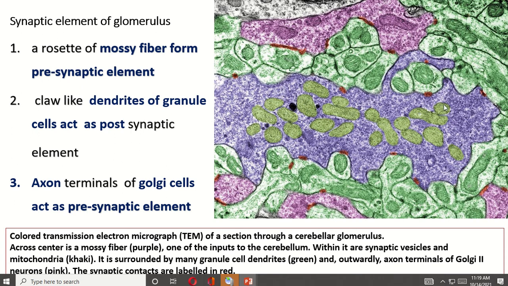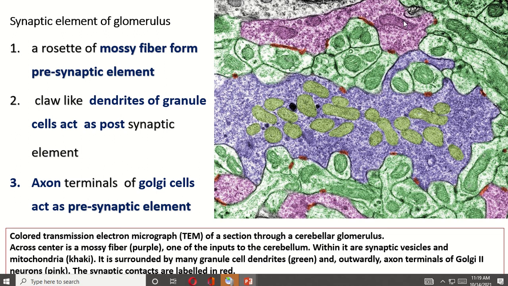This is the electron microscopic picture of the glomerulus, and this purple colored cell is the terminal end of the mossy fiber, the rosette, and these are the mitochondria present at the terminal end of the mossy fiber, and these are the dendrites of the granule cell. So you see the dendrites of the granule cell make synaptic contact with the rosette, and this red colored area indicates the synapses.